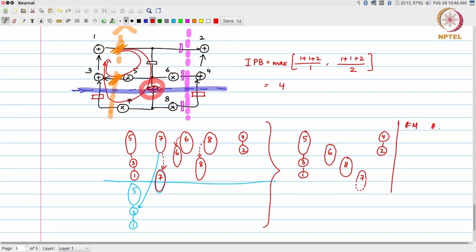What do I have as a result? Number of multiplies, number of adds, I need 1, 1, 1, 1, 1, 1, 1, 1, and the max also is 1 each. So what happened over here?